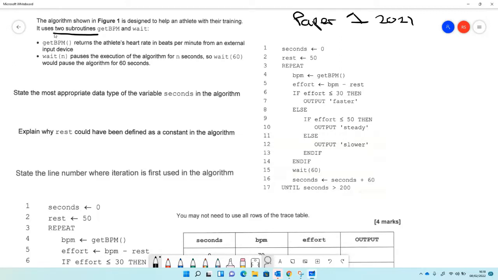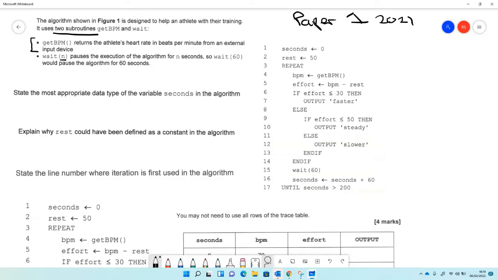So it says that getBPM returns the athlete's heart rate in beats per minute from an external input device. We don't need to know how that works. That's an idea of abstraction. It's abstracted from us. We just need to know that it returns a numerical heart rate. And then we've got another one that's wait for n seconds. So this is called a parameter. This gets a parameter sent to it, which in this case is a number of seconds, and it causes the algorithm to pause for n number of seconds.